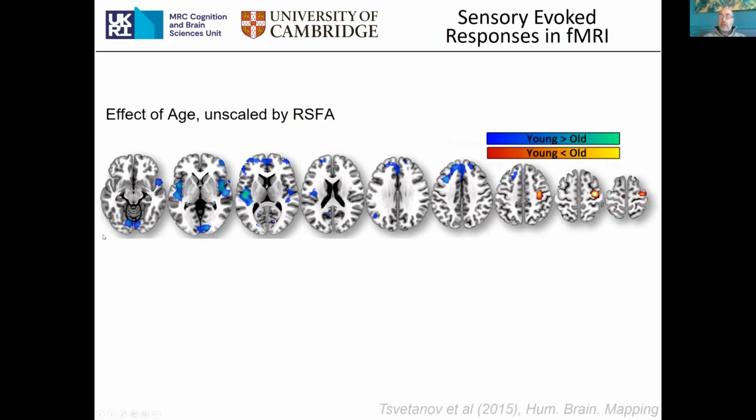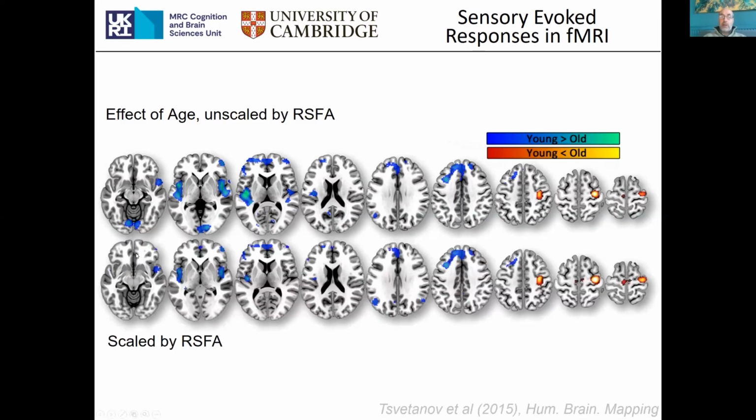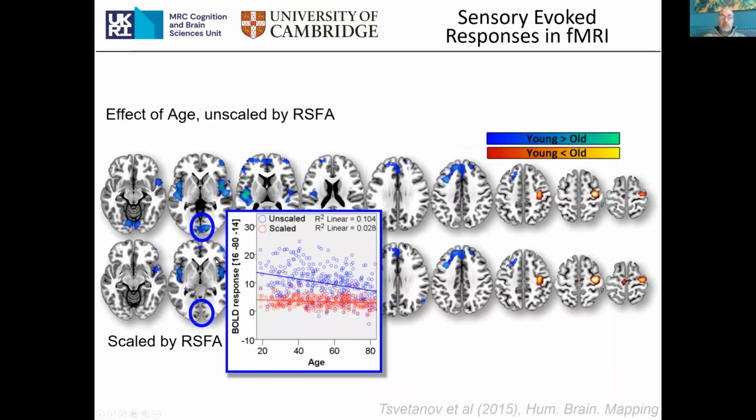But how much of that is due to the aging vascular system and how much is actually decreases in neural activity? Well, one way to address that is to scale the data by something called RSFA, resting state fluctuation amplitudes, which I'll come back to in a moment, but you can think of it as a proxy or a surrogate for vascular reactivity. And when we adjust for this, a lot of these age-related decreases disappear. If you focus on the visual cortex here, the blue dots are the standard analysis where there's a significant decrease with age. But once we adjust for RSFA, there's no longer an effect of age in this visual region. The same is true for auditory cortex.